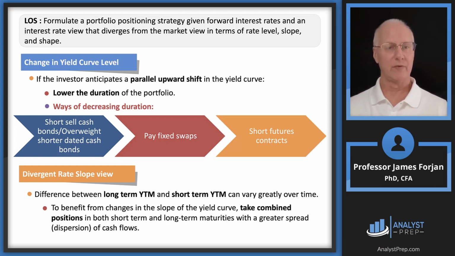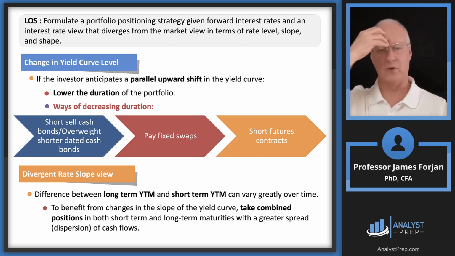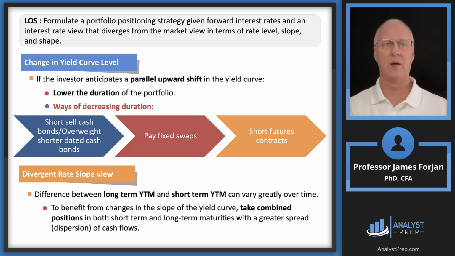Now, what happens if we expect an upward shift in the yield curve, but it's not going to be parallel? It's going to be unparallel. Is that a word? Non-parallel. Wow, maybe the short-term rates go up by 50 basis points and the long-term rates go up by 100 basis points, whatever that is. So in order to take advantage of this, what's the LOS? Formulate a positioning strategy. We need to take a combined position. Right? Combined position. We're going to do stuff in the short term and we're going to do stuff in the long term to take advantage of those. Now, look at the very bottom part of that sentence. A greater dispersion of cash flows.